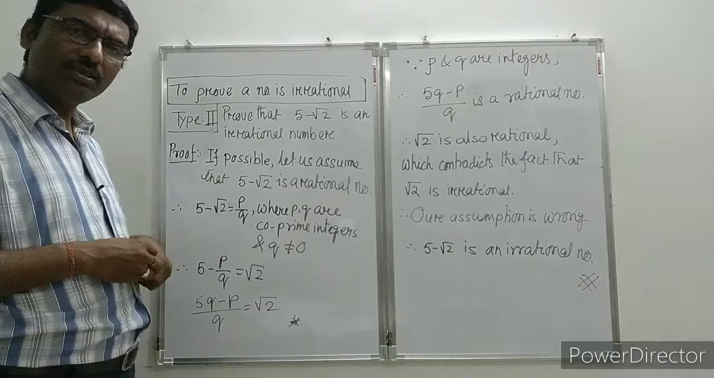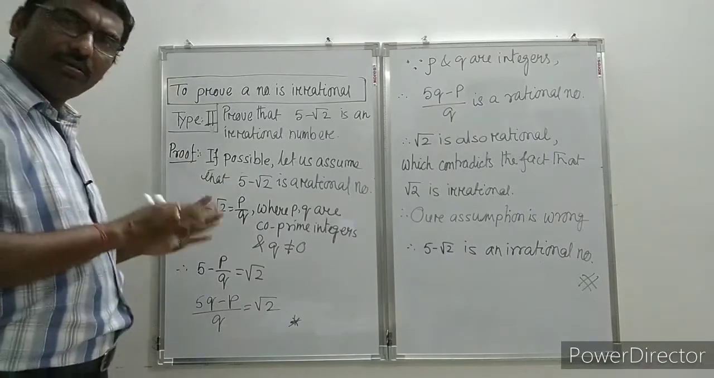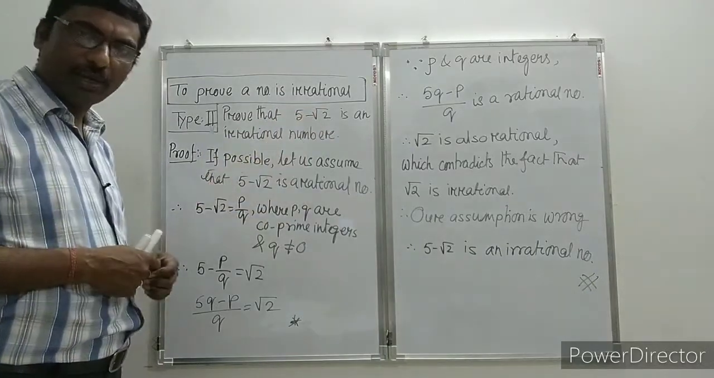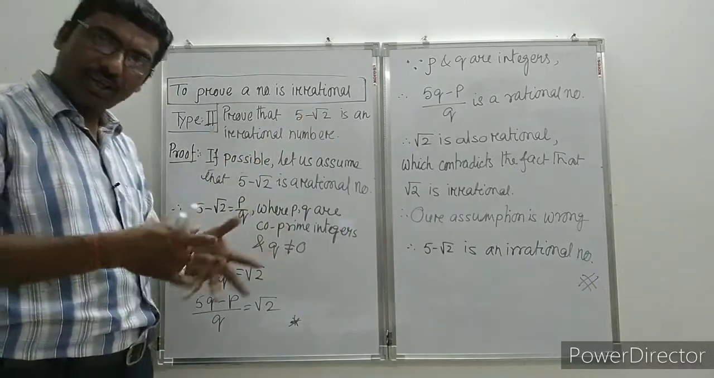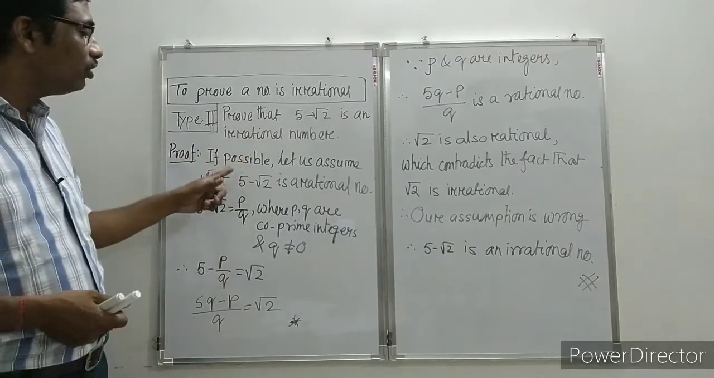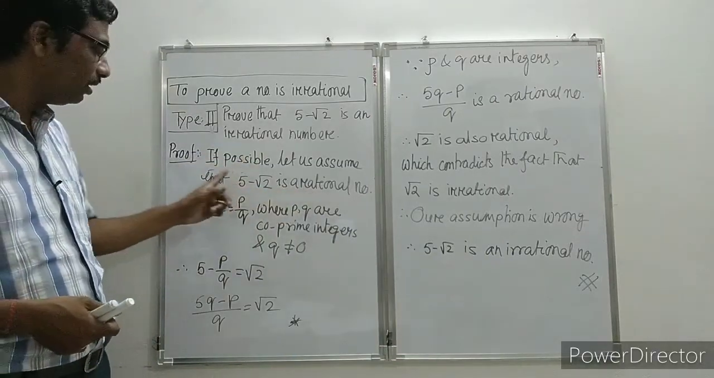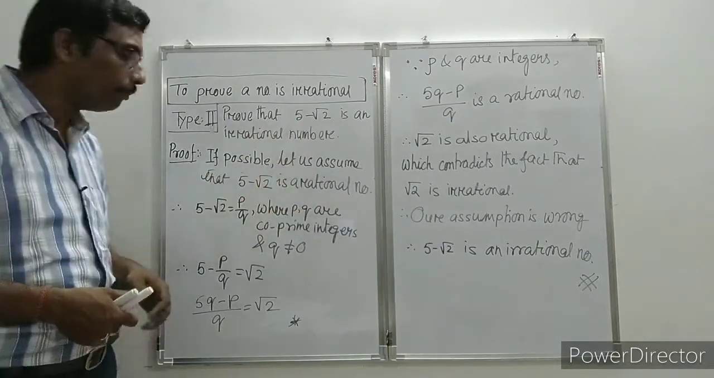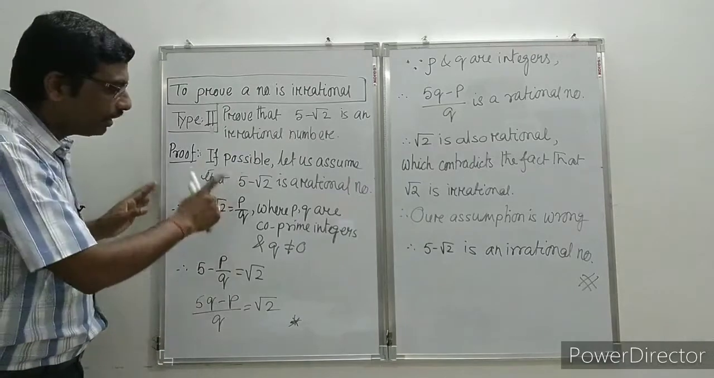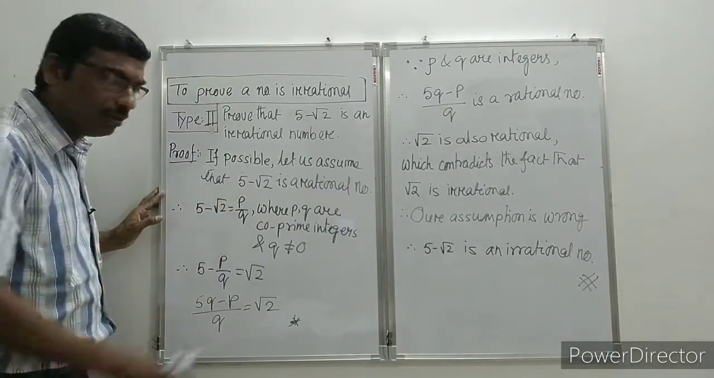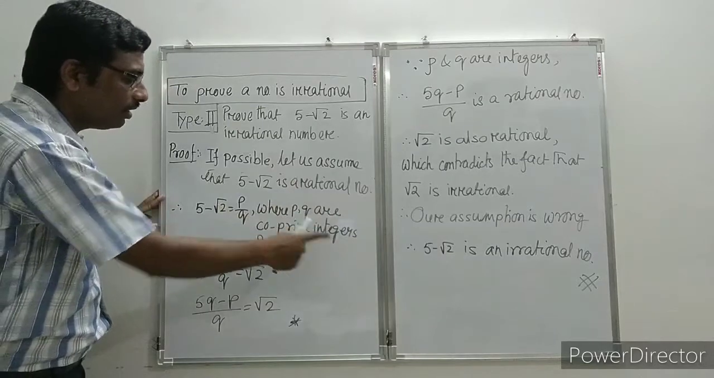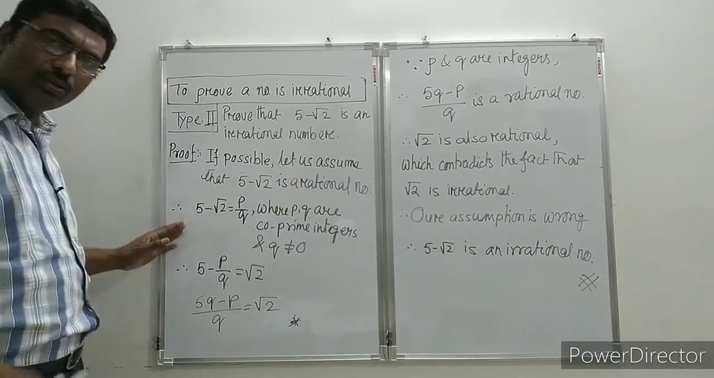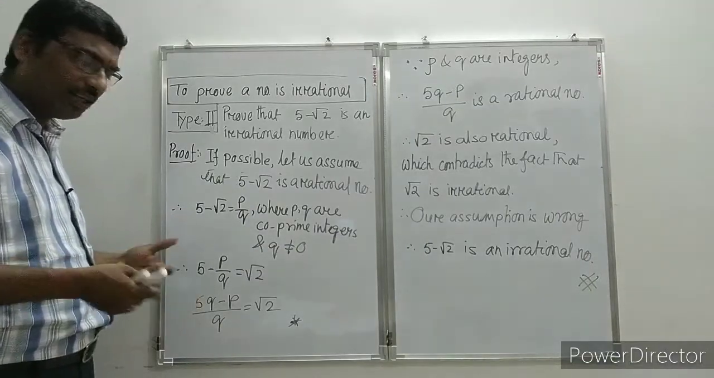So in those cases, what we will do? Same process, we will consider the number as a rational number and we will prove it by contradiction method. So when we assume it is a rational number, see here we are writing, if possible, let us assume that it is a rational number. If it is a rational number, we can express it in the form p by q, where p and q are co-prime integers and q not equal to 0. So in these cases, we will not square it again. It will become very easy.